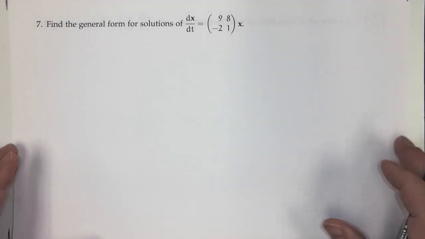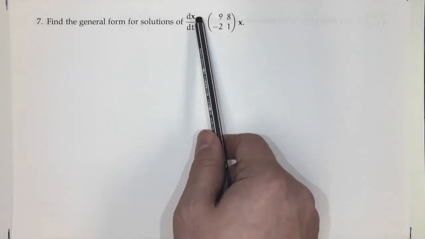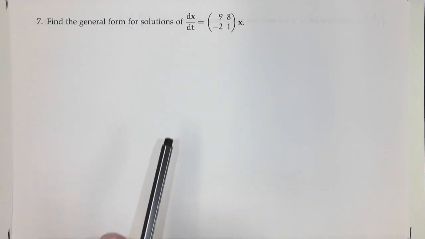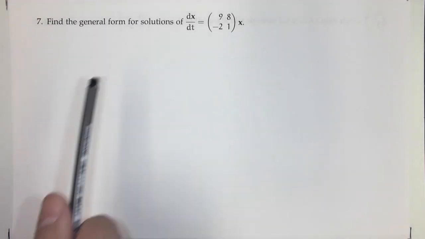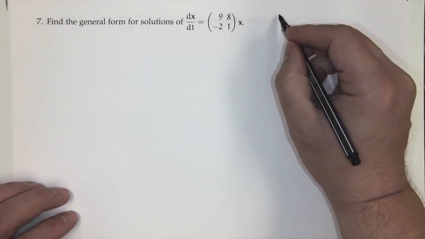Number 7. Find the general form for solutions of dx/dt equals the matrix 9, 8, minus 2, 1. By the way, dx/dt is just another way of saying x prime, so if you see the dx/dt notation, don't wonder what that is. Oh, it's x prime. Okay, well, we don't know what case we're in, so we have to start by finding our eigenvalues.